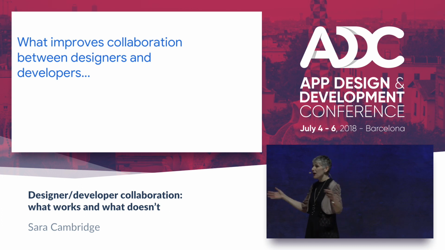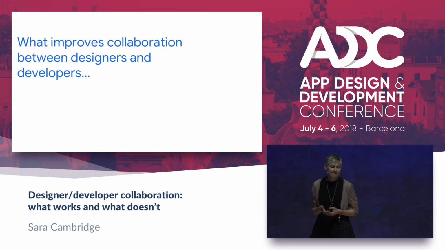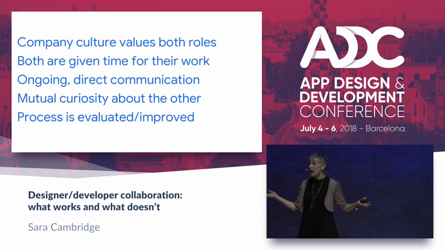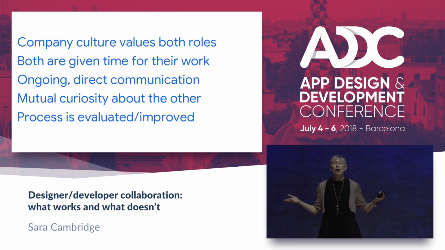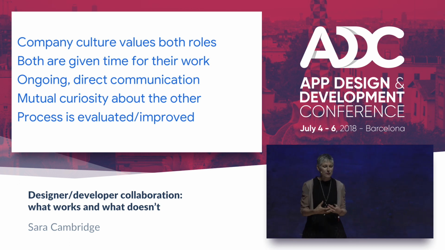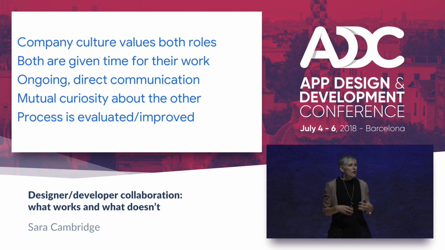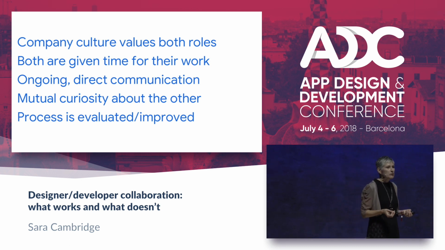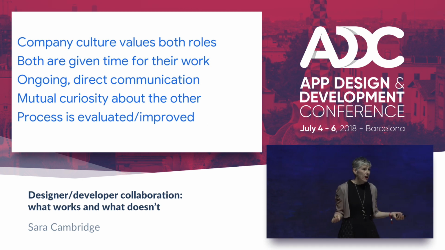So now for the list of what improves collaboration. First, the company culture values both roles. Part of that is when both roles are given time for the work. So I've given you a couple stories about when there's this churn with design and iterations. But when one role is consistently not given enough time to do their work, that's really a reflection of company values.